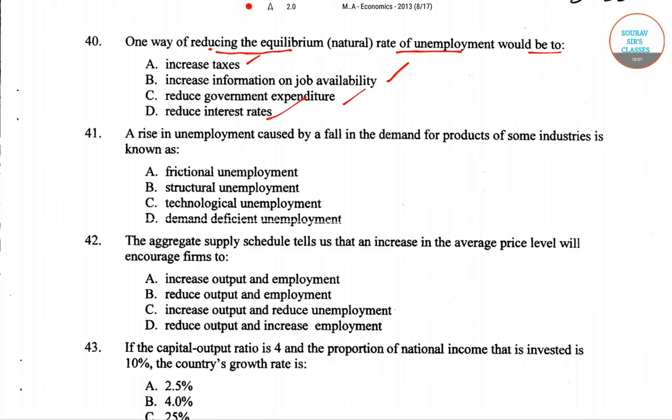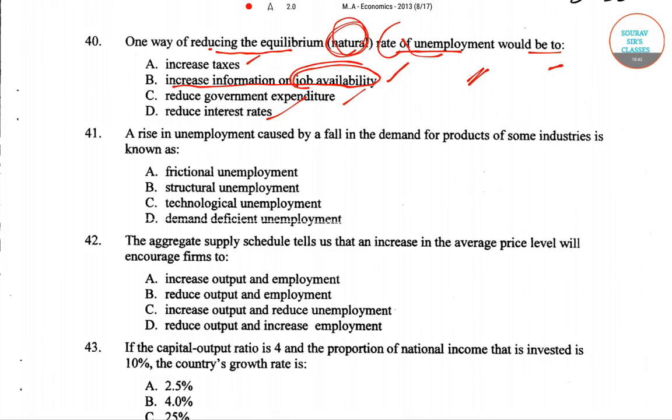We know obviously the answer would be increase information on job availability. When the information about job availability increases, people have more information in their hand. The natural level of unemployment rate happens due to frictional unemployment, that is, when one person leaves a job and joins another job, there is a gap between these two jobs. That gap is basically caused by the lack of information of job availability.